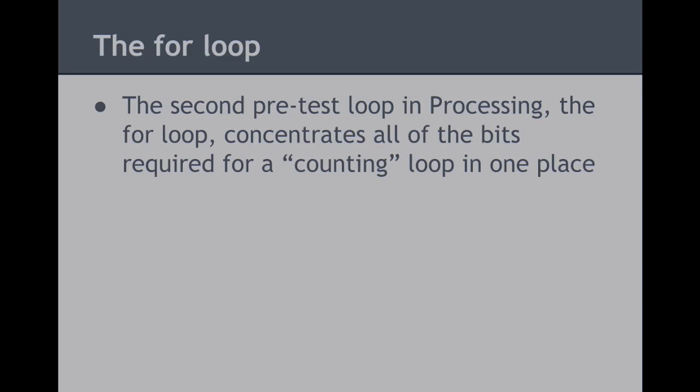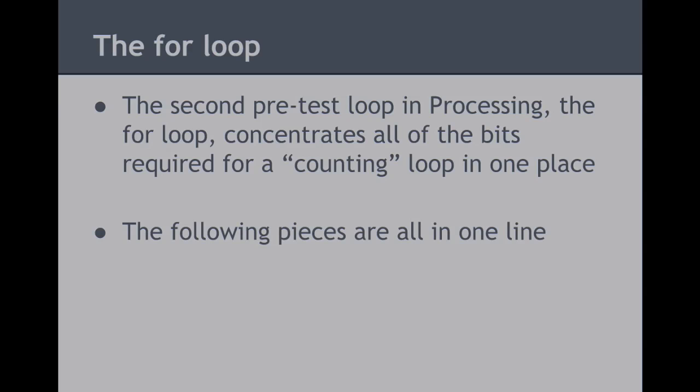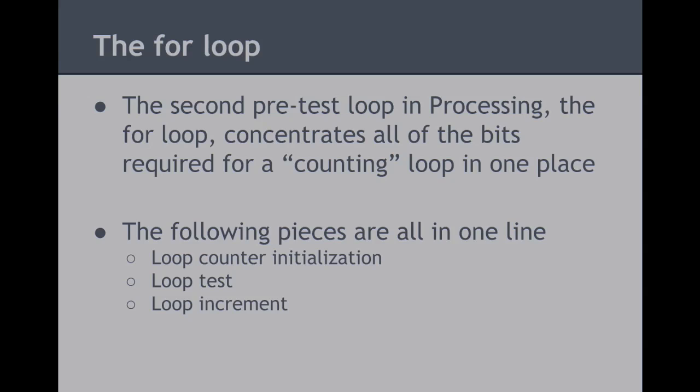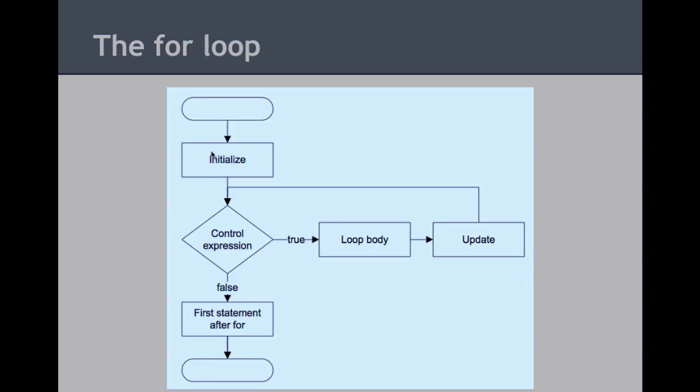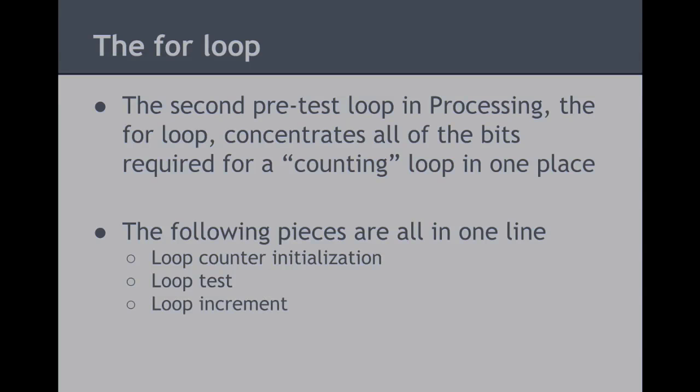Our second pretest loop in processing, the for loop, concentrates all of that counting information into one place. All these pieces are on one line at the beginning of the loop: the initialization of the loop counter, the test expression, and the loop increment value. Okay? So if we go to the previous slide, notice that we do the initializing only once, then the control expression and the update happen every time the loop is executed. So at the beginning, we initialize our counter variable, and then we enter the loop. The control expression and the update then happen repeatedly until the control expression evaluates to false. All right, so let's look at the syntax then for our for loop.